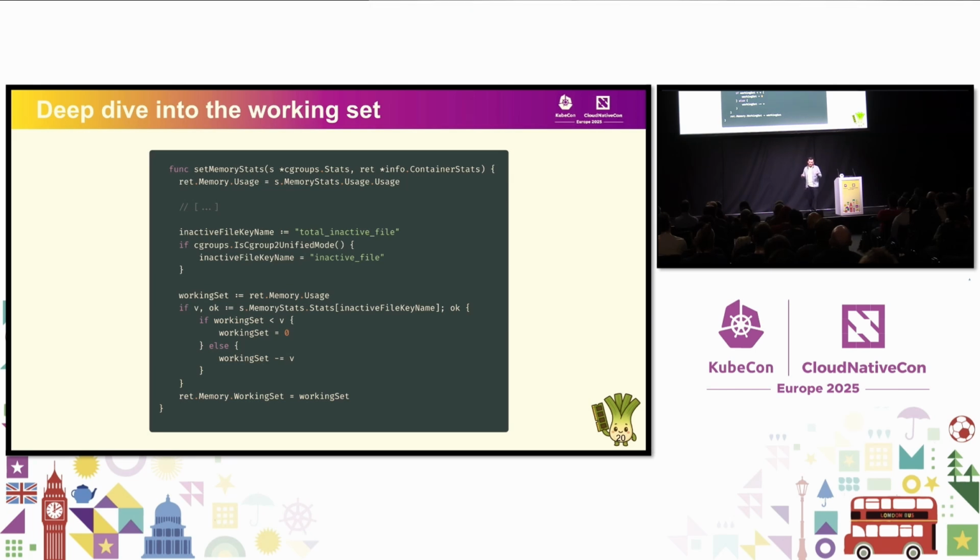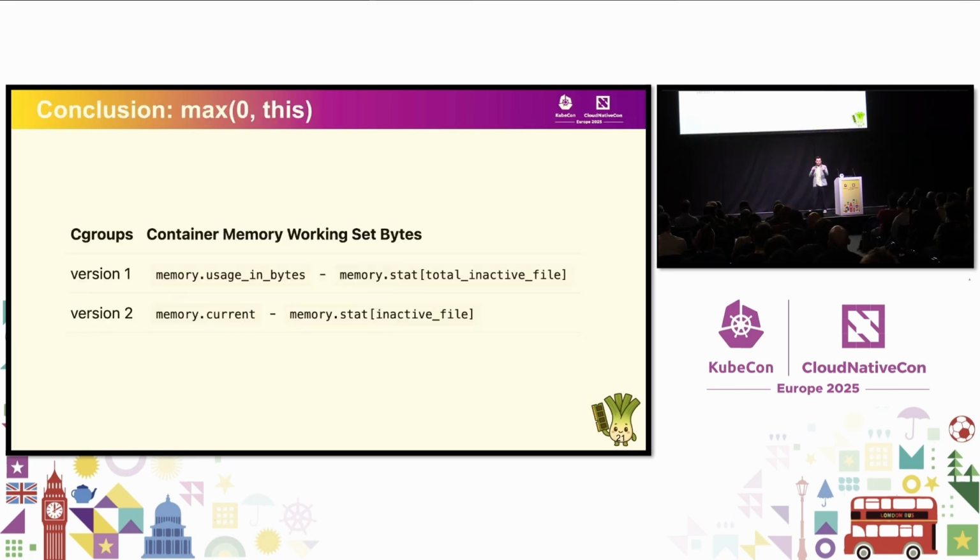And we can recap this with that. So it's kind of the max between 0 and this. It can be negative, of course. We can have negative memory usage, unfortunately. And for v1, we have memory usage in bytes minus this total inactive file. And for v2, we have current minus inactive file.